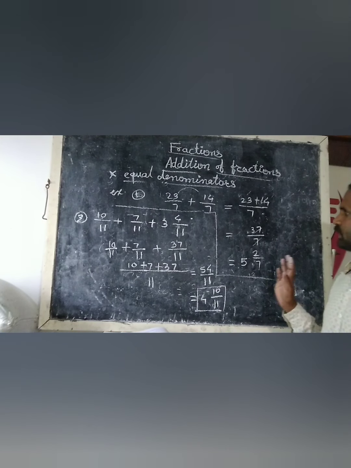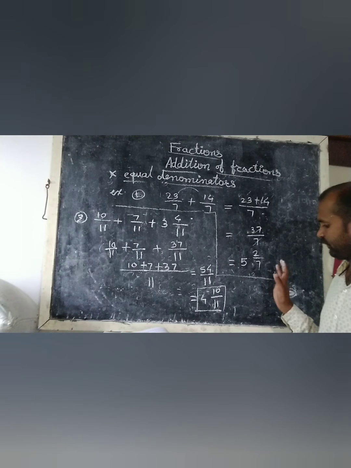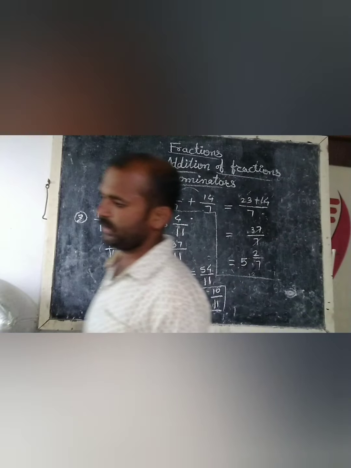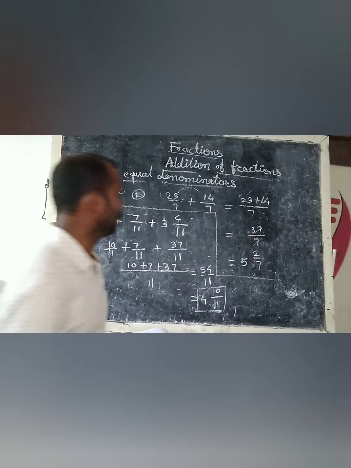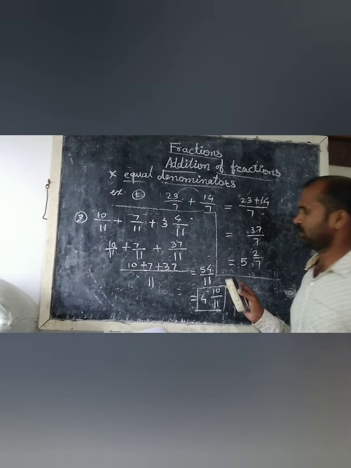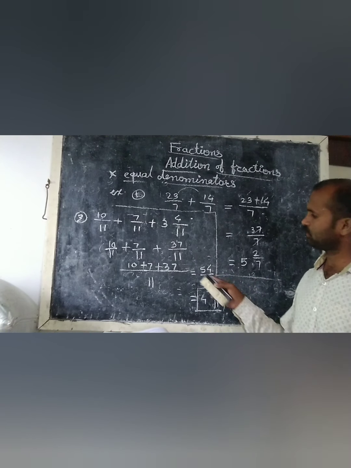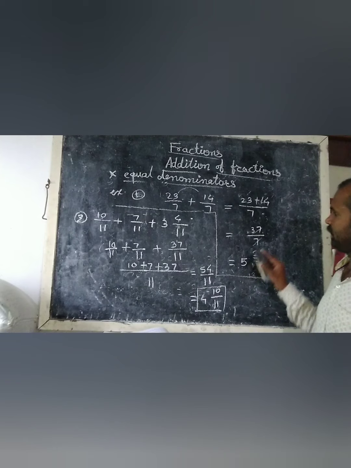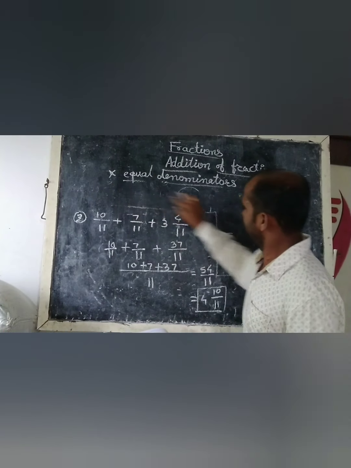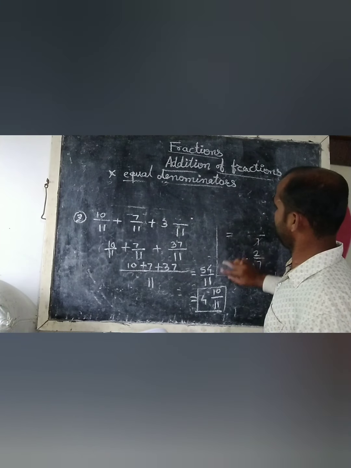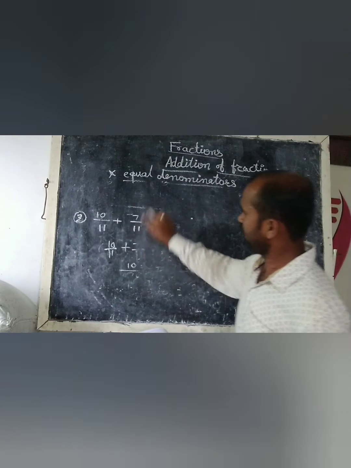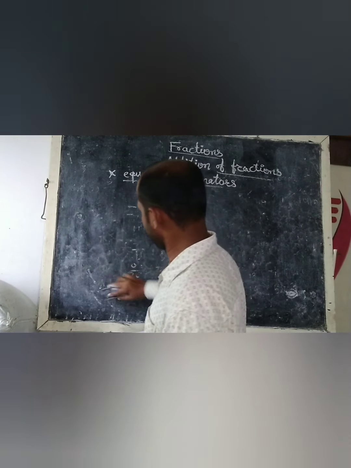Now this was the addition of fractions with equal denominators. Next part, when denominators are not equal. This is the same for subtraction also. If denominators are equal, subtract the numerators and write the answer. Now when denominators are not equal, with unequal denominators.